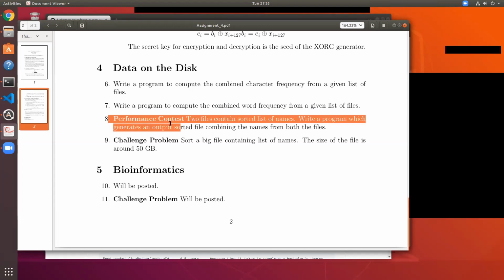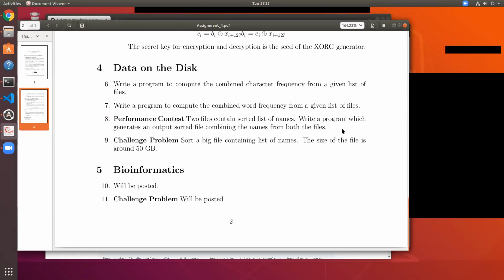This is the place where I wanted to give a performance contest. There are two big files. Let's say one file is 40 GB, another file is 60 GB, and both contain sorted lists of names. You have to create an output file which contains all the names from both the files, but in sorted order. The fastest program gets a good gift from me. Yeah, you do merging, but how do you do it?